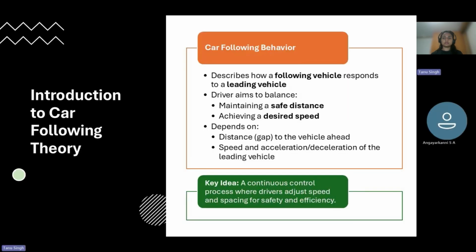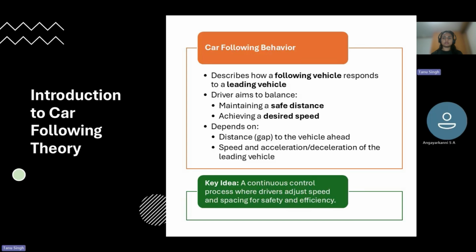So today we will be firstly discussing the car following theory, which is a fundamental concept in traffic flow analysis. When a vehicle moves along a lane, each driver is constantly making decisions. In particular, the driver of a following vehicle tries to balance two things. Firstly, maintain a safe distance from the vehicle ahead, and second, try to travel at a desired speed.